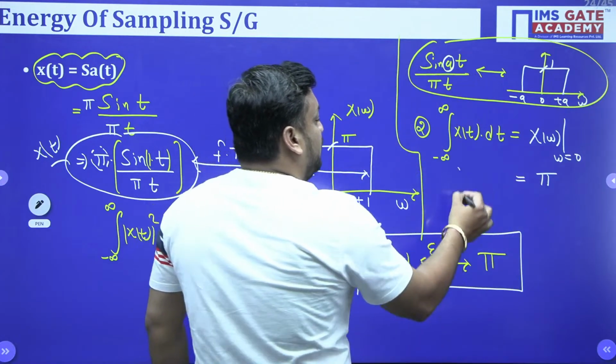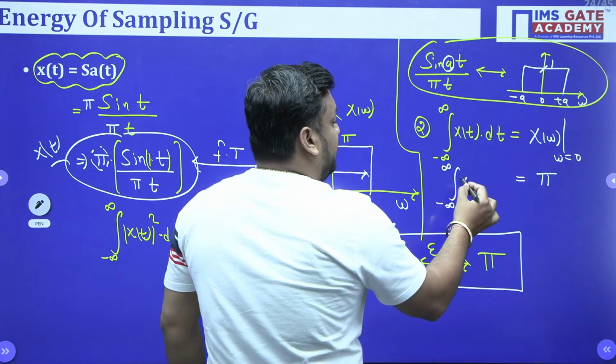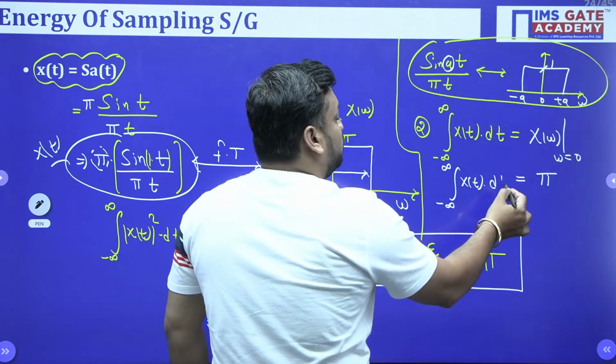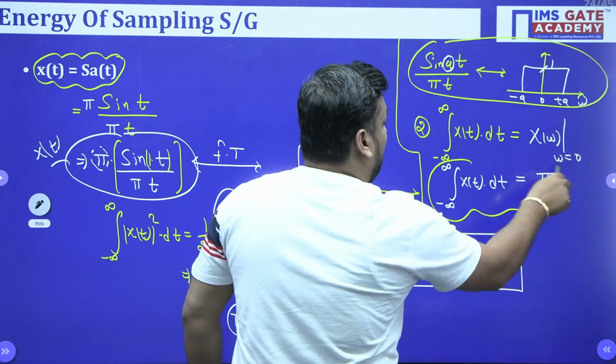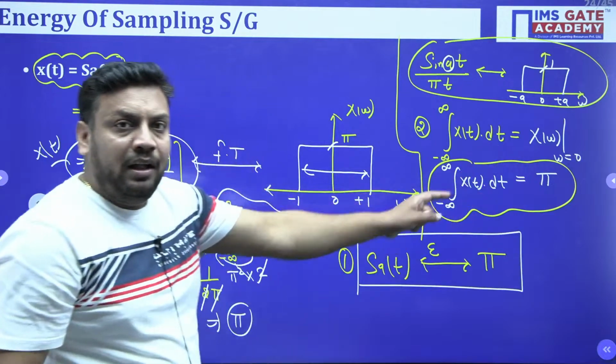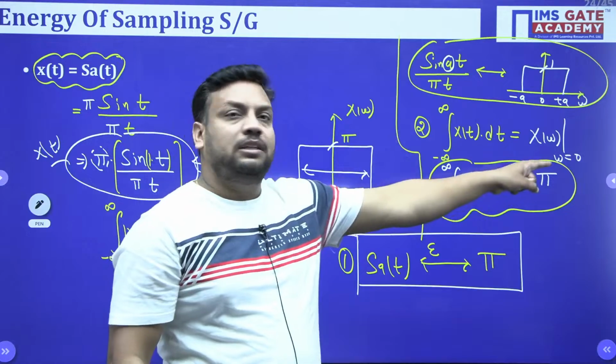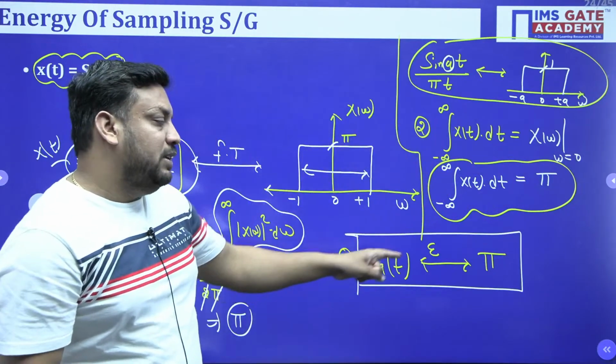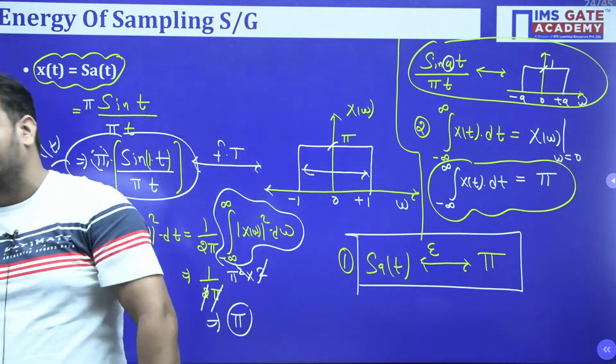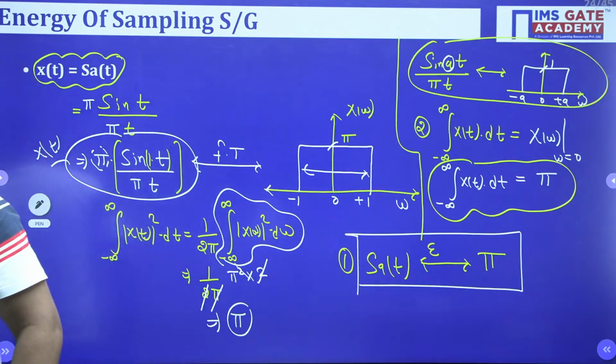It means if anyone asks what is the area of a sampling signal, then also it is pi only. So the area of a sampling signal is also pi, and the energy of a sampling signal is also pi. Very important conclusion. Very, very important conclusion.